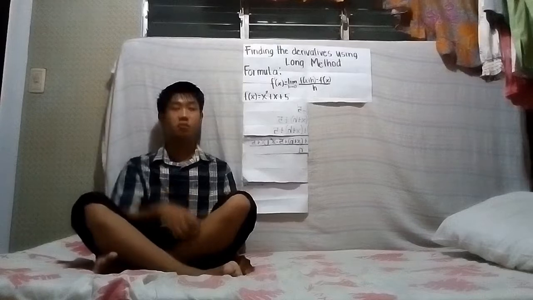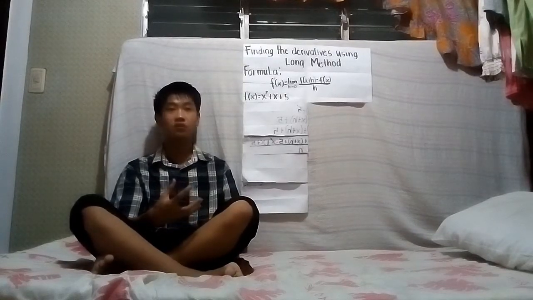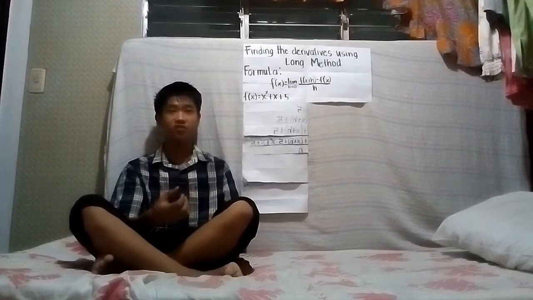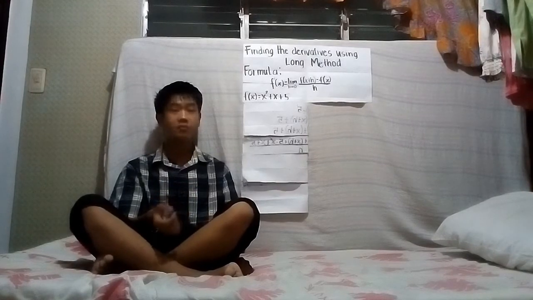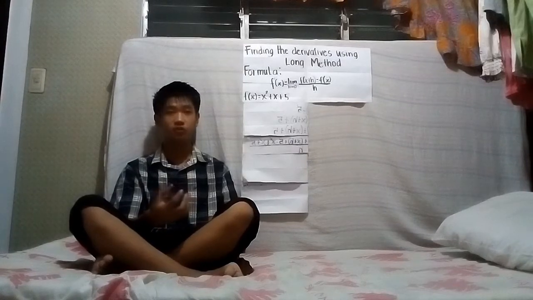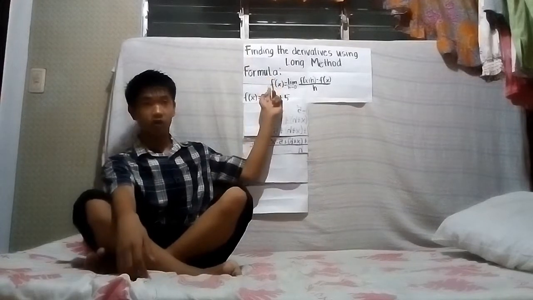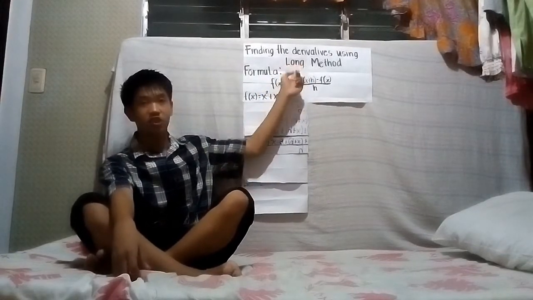First, let me define what the long method is. The long method is one of the processes used in finding derivatives. A derivative is the way to show the rate of change of a function at a given point. Here is the formula for finding the derivative using the long method.